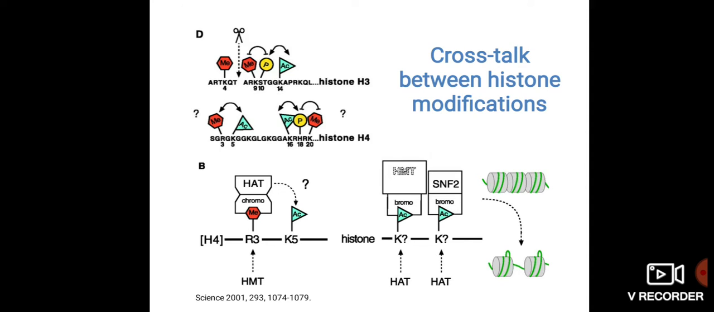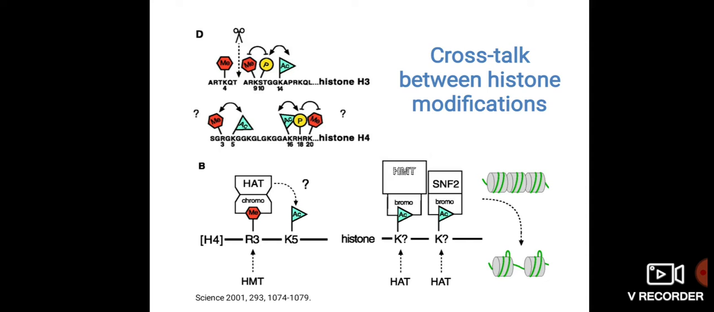The crosstalk happens because the modifying enzymes, the chromo or bromodomain protein molecules which are bound to one particular modified histone tail, can induce a modification on the other tail, as well as remove the modification on the other tail. For example, acetylation and methylation can go hand in hand, whereas methylation and phosphorylation are not going to go hand in hand.